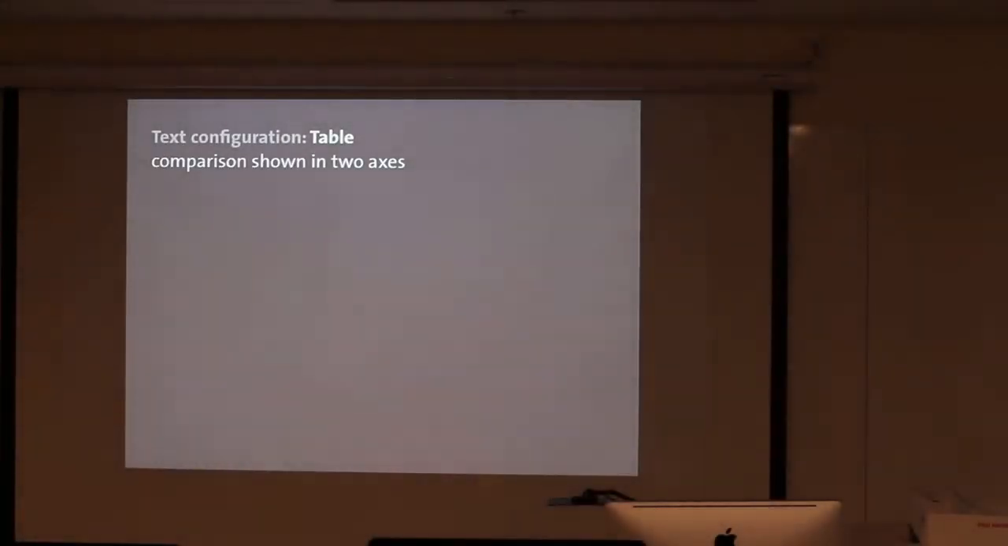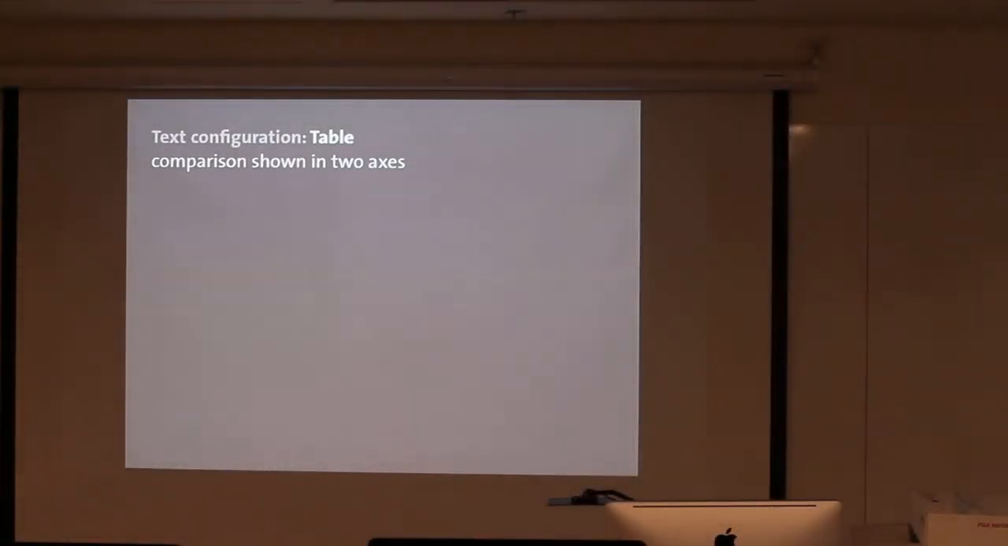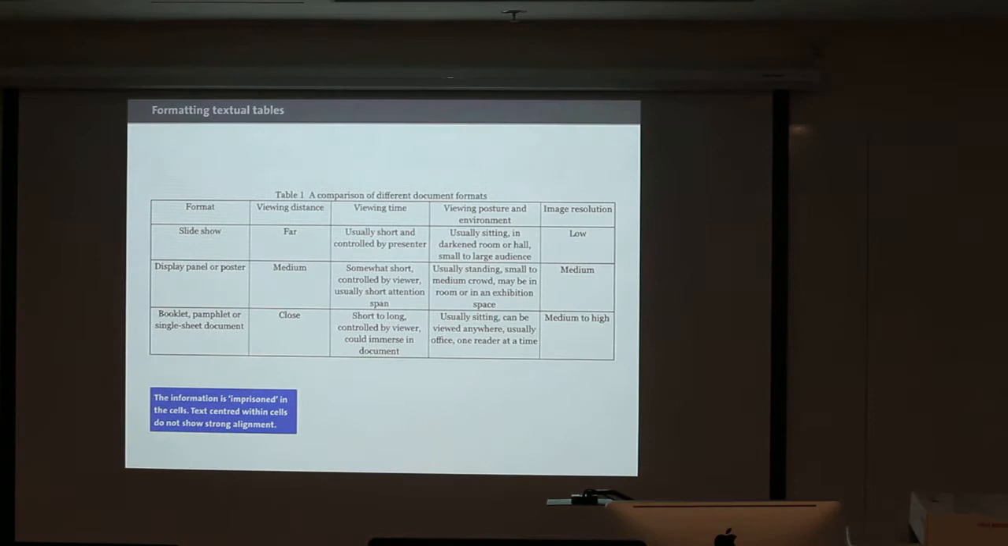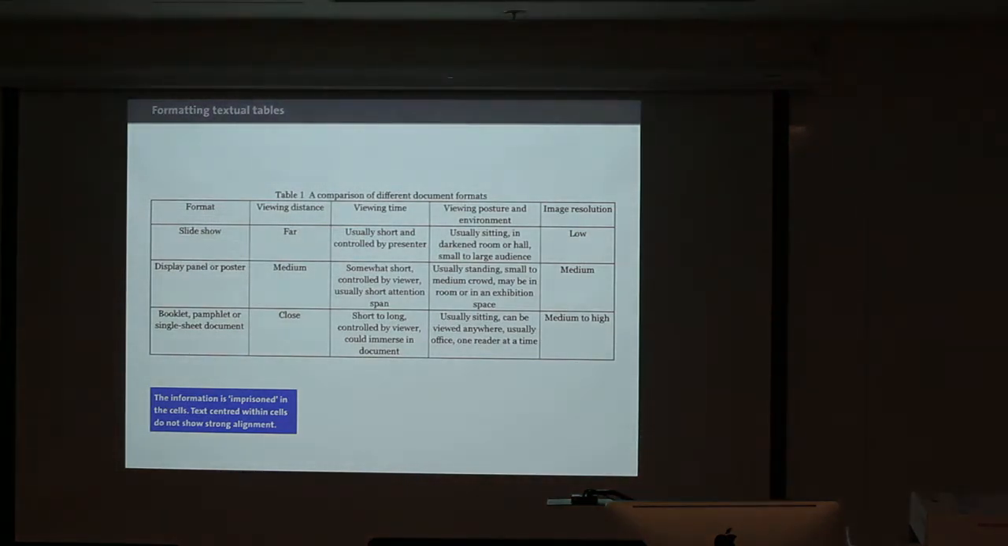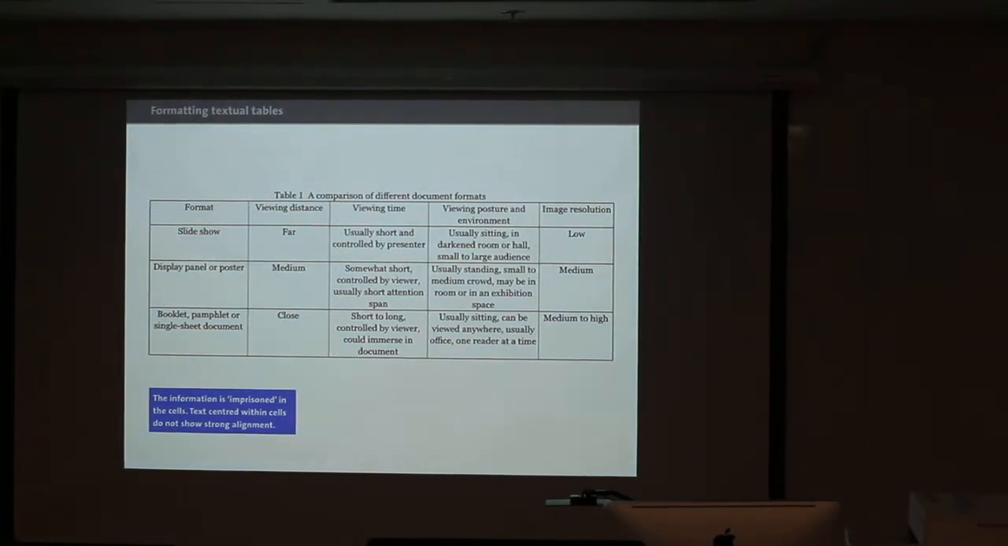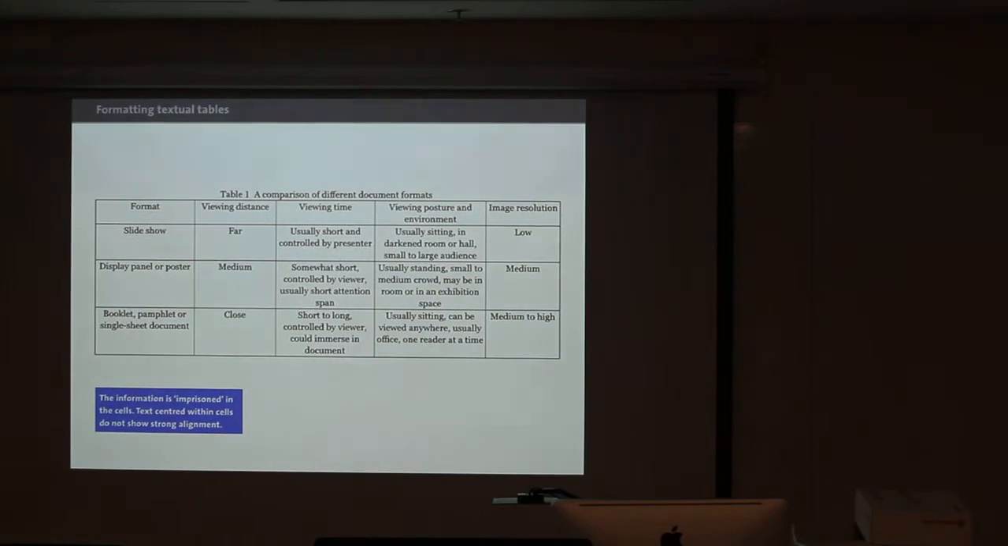Okay. Tables. Comparisons shown on two axes. You can compare things with the same sets of criteria. So this is usually what people do in Microsoft Word. It looks terrible, you don't want to read it. Edward Tufte calls this kind of like a data prison. The data is imprisoned in the grid. Right? Centering makes it even worse.